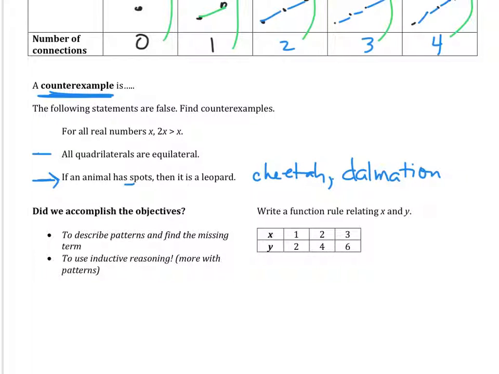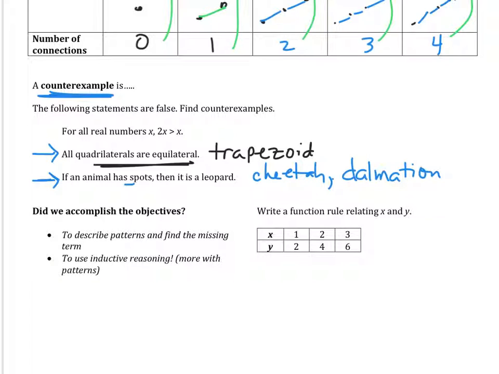So on the one above it, all quadrilaterals are equilateral. So we learned in the last chapter quadrilaterals are 4-sided figures. Equilateral, all 4 sides are equal. So now all we have to do is come up with a quadrilateral in which not all 4 sides are equal, like a trapezoid. That will never happen. So that would be your counterexample.